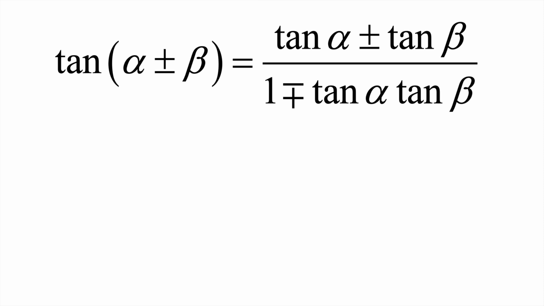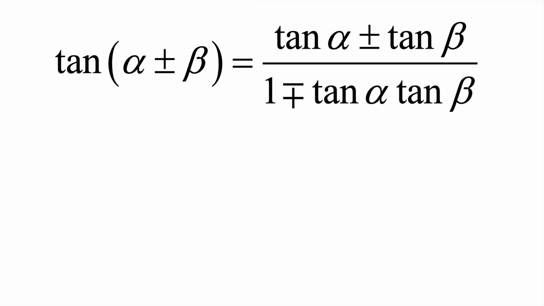I hope it reminds you of this identity. Tangent of alpha plus or minus beta is tangent of alpha plus or minus tangent of beta, all divided by 1 minus or plus tangent of alpha times tangent of beta. Now remember, our goal, based on the hint, is to not solve the integral directly, but to show it's related to a similar integral involving cotangent. So we should probably rewrite this in terms of cotangent.